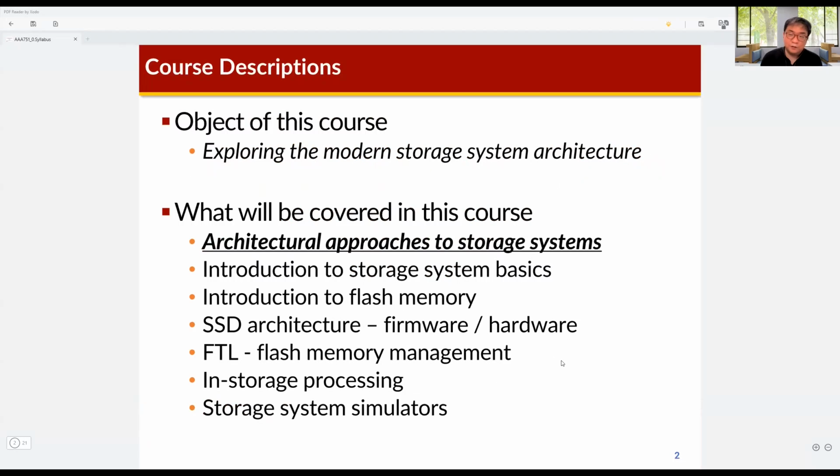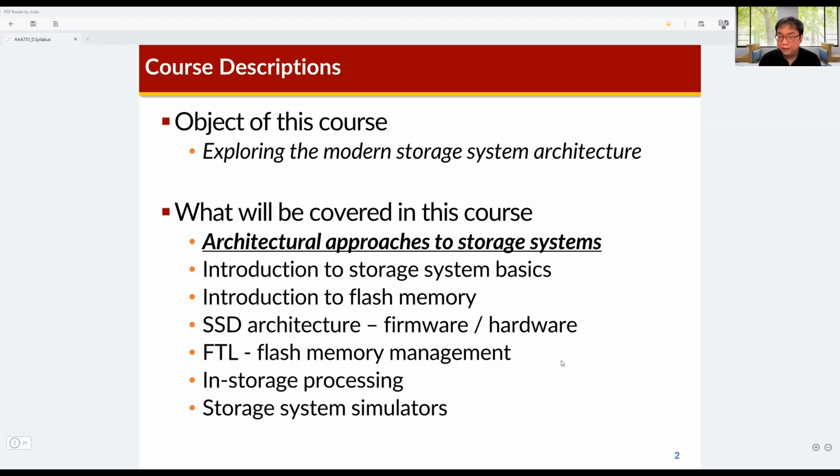This is the storage system architecture course. This course is newly built for this semester. The goal of this course is to explore modern storage system architecture. My major is computer architecture, and normally computer architecture includes areas up to the main memory, like the processor microarchitecture, cache hierarchy and main memory.